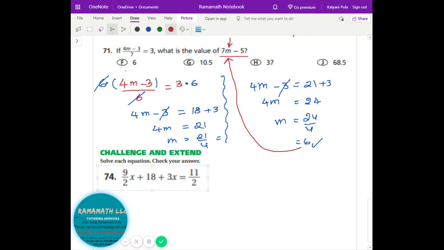Because that's one of the things in the test, they look at the first one, they give you 6 to confuse you. A lot of kids, when I see my students' papers, when they see the 6 here, they choose it right away. But that's not the right answer. The question is what's 7m minus 5? So you do 7 times 6, and whatever you get, take away 5 out of that. Then only you get the right answer.